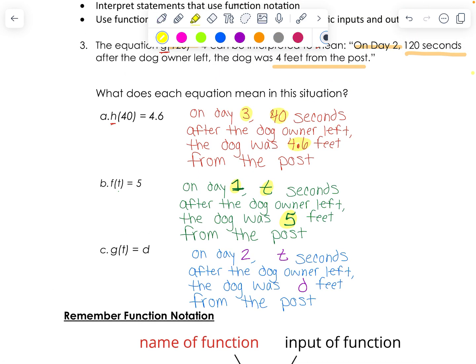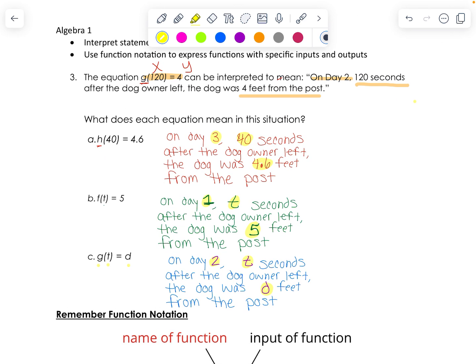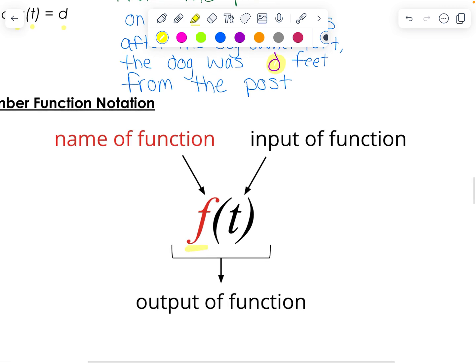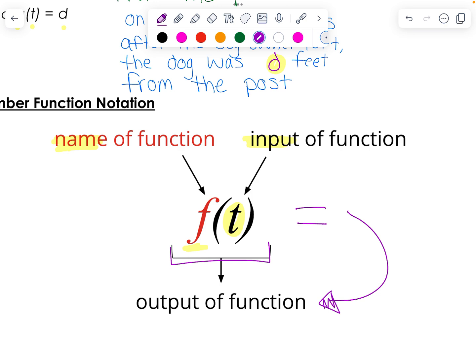Okay, so we changed the day based off of the letter G. We changed our input to T. We changed our output to the letter D. Okay, so summary of function notation. The letter out front is just the name of the function. There's nothing else that you do with it, it's just the name. The input of the function is inside the parenthesis. What this whole function equals is the output, or the y value, okay?